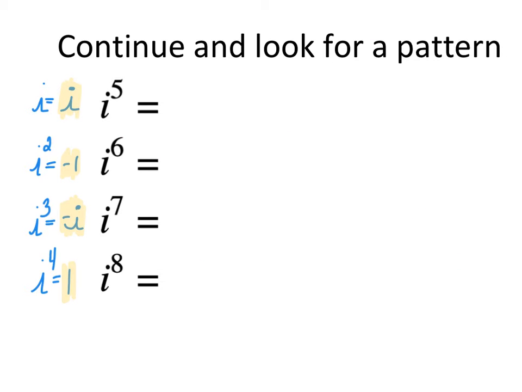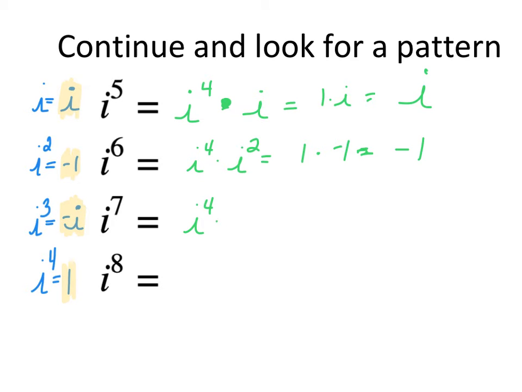I'm going to continue and look for a pattern beginning with i to the fifth. I always love to start with i to the fourth since I know that that's 1. So if I take i to the fourth times i, that's the same as 1 times i, which is just i. i to the sixth would be i to the fourth times i to the second, by keeping your base and adding your exponents. So that's going to be 1 times -1, which is -1.